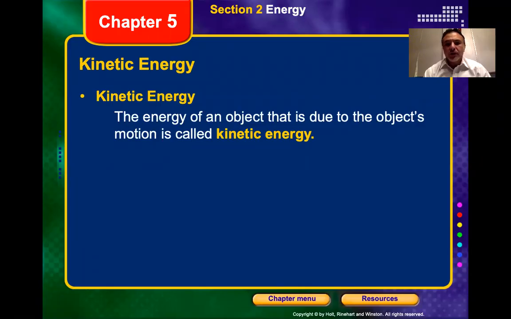Kinetic energy, of course, is the energy of an object due to the object's motion. So kinetic means motion, and energy is defined as the ability to do work. Think of it as something that is stored, and then you use it to do work. Like an analogy, if you eat some food, you get some energy from the food, and then you will be able to move and perform various tasks and work and things like that.